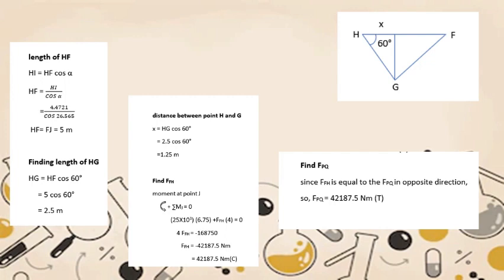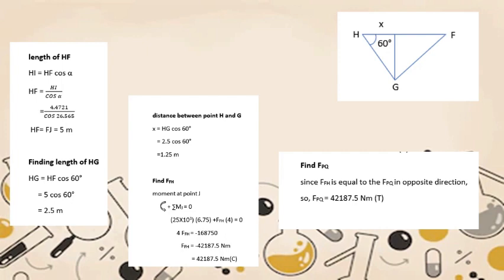After that, we need to find the length of HG member, where HG equal to HF cos 60. And you can see the diagram in the slide. It shows the angle of FHG triangle. By substituting HF equal to 5, we will obtain the HG length equal to 2.5 meter.